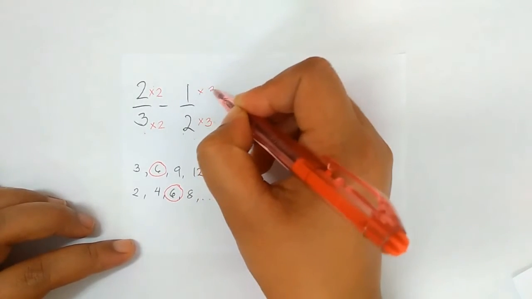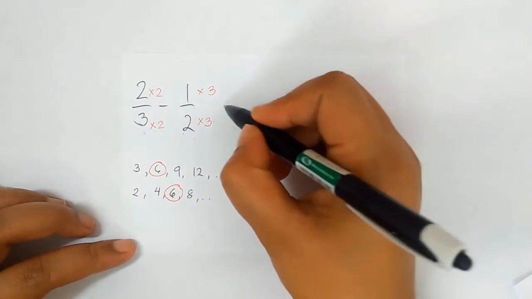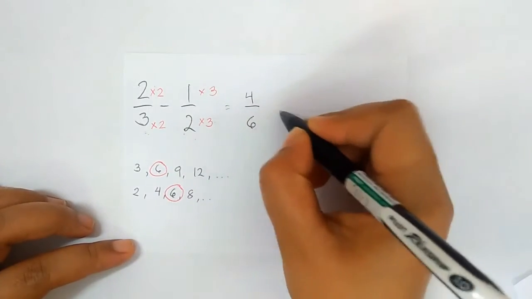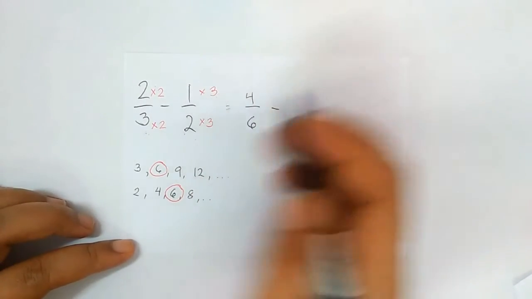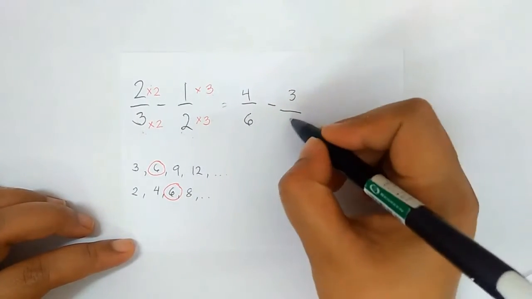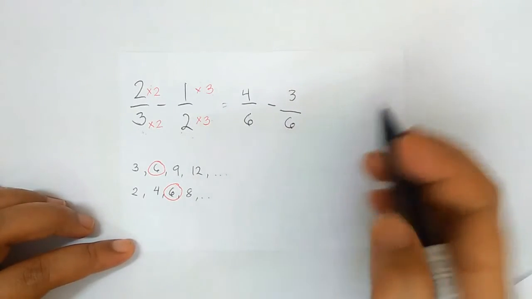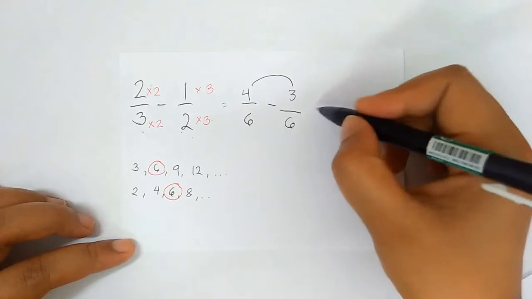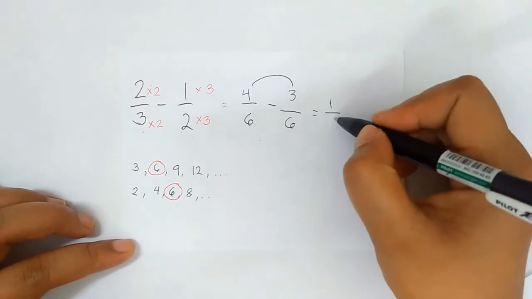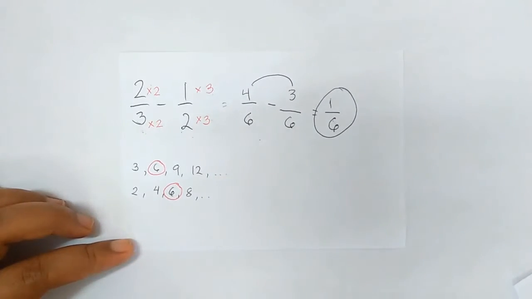Same with the numerator. So let's multiply. 2 times 2, 4. 3 times 2, 6. Minus 1 times 3 is 3. 2 times 3 is 6. So the denominators are the same. We can subtract. 4 minus 3, 1. Same denominator, just copy. So we have 1 over 6.